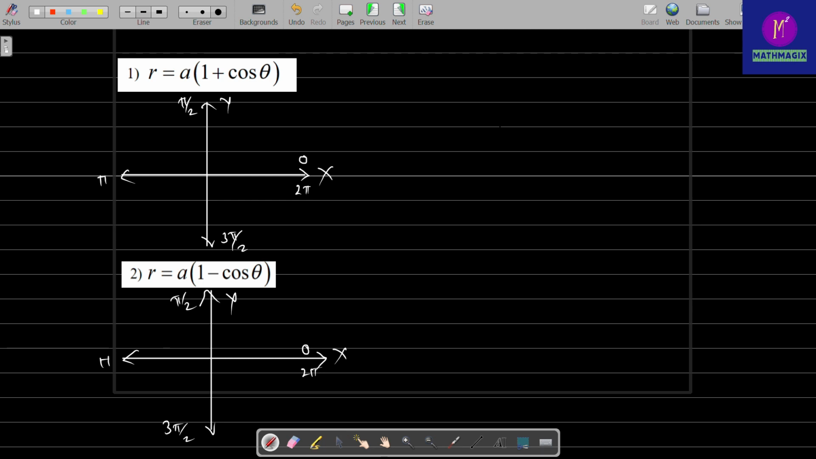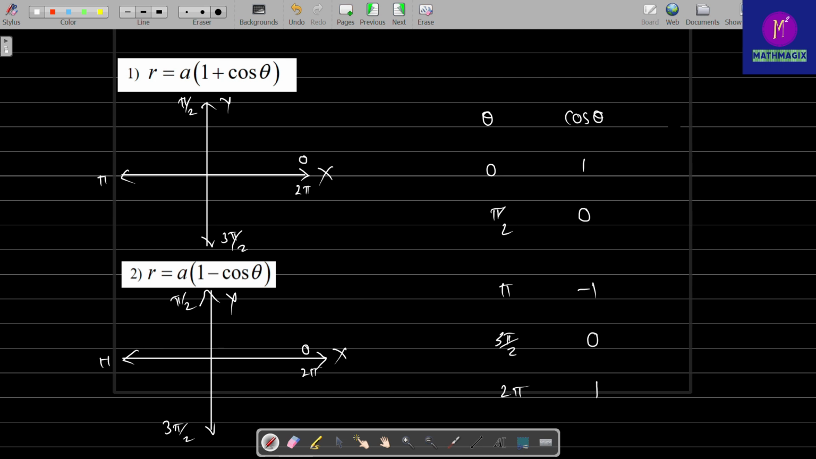Now what we will do, we will see what will be the corresponding cos theta for these known angles. So I have theta as 0, pi by 2, pi, 3 pi by 2, and 2 pi. Let us see what is the corresponding value of cos theta. So whenever theta is 0, cos theta is 1. Then for pi by 2, cos theta is 0. For pi, cos theta is minus 1. Cos 3 pi by 2 is again 0. Cos 2 pi is 1.